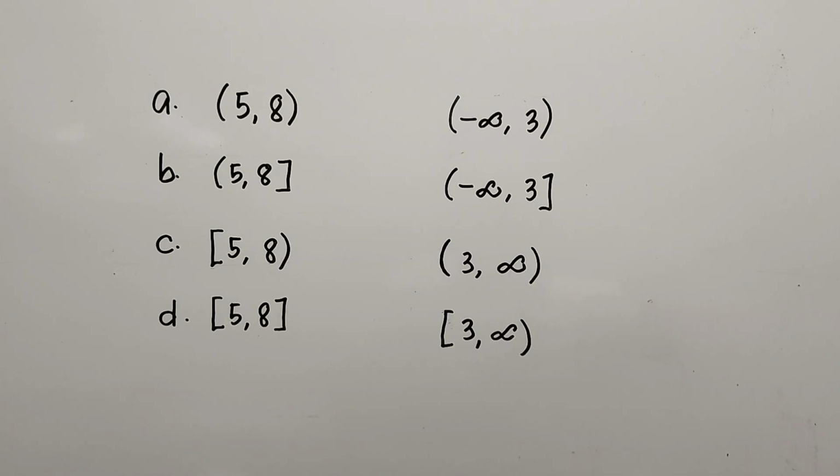So the only difference is that if we are using the infinity symbol, our set should be in parentheses. And if a number is included in the set, we will be using the bracket in its bound. And if the number is not included in the set, use parentheses.